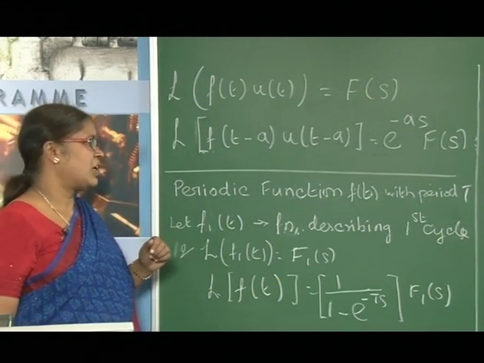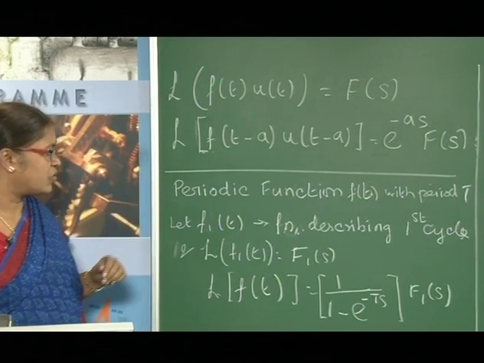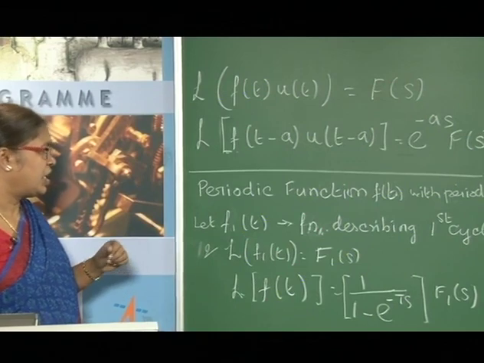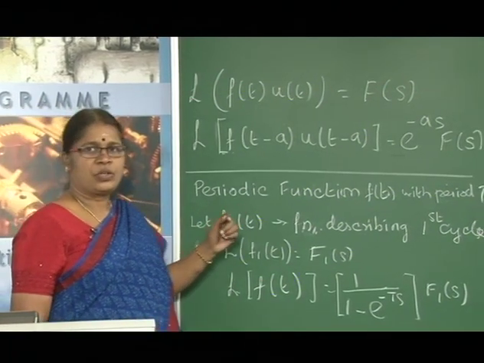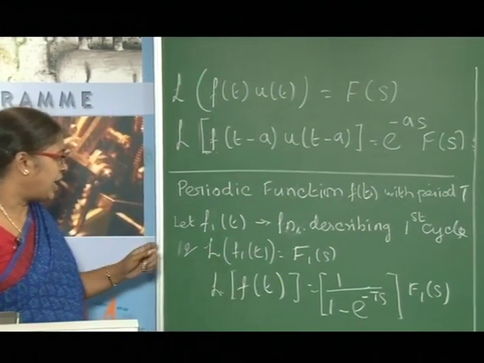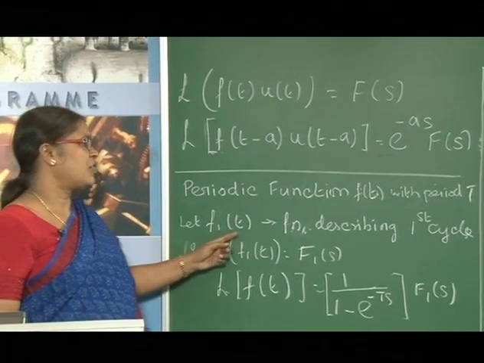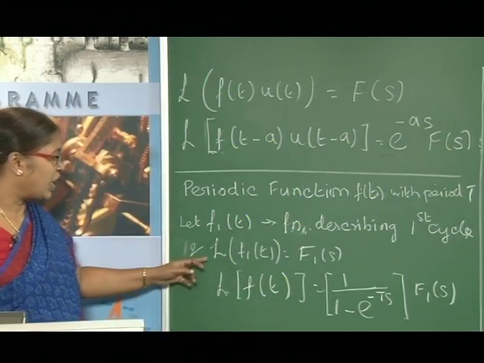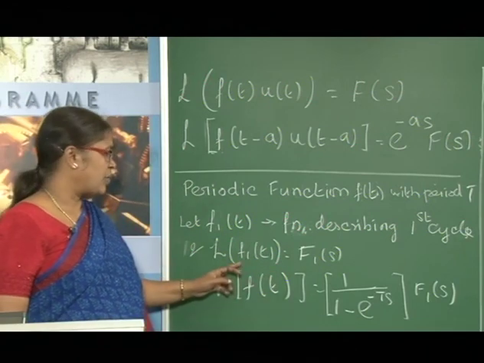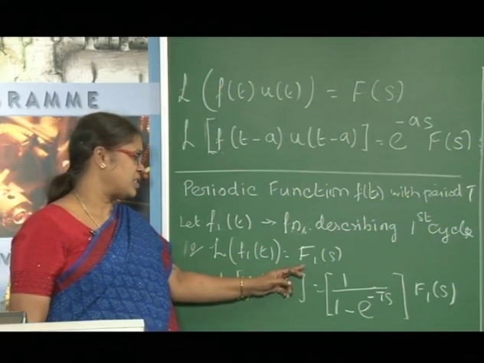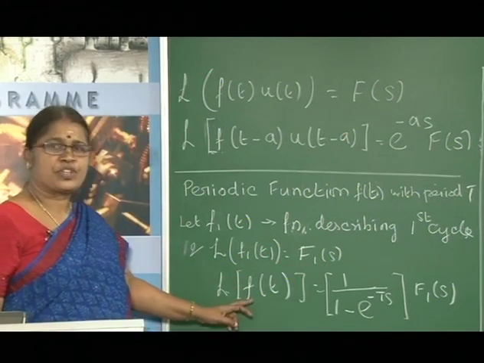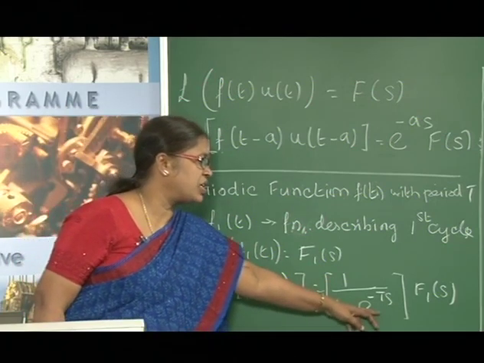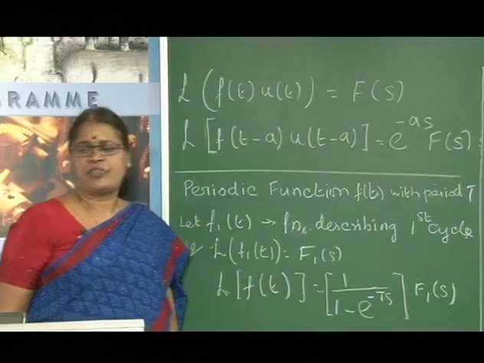And we have also seen the theorem, or the rule, which can be used to find the Laplace transform of a periodic function. If you have a periodic function f of t with time period T, and if f1 is the function describing the first cycle of the periodic function, and if the Laplace transform of the first cycle, the Laplace transform of f1 of t, is F1 of s, then the Laplace transform of the periodic function f of t is given by 1 by 1 minus e power minus Ts times the Laplace transform of the first cycle.